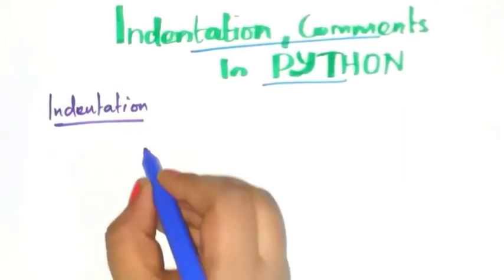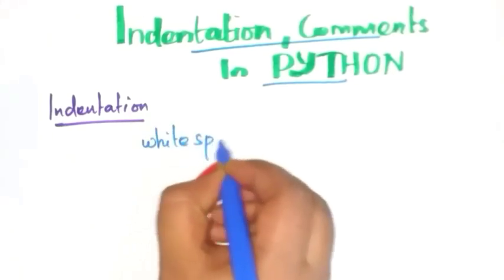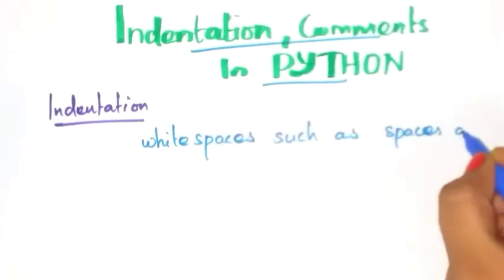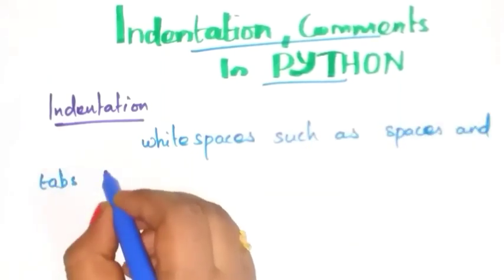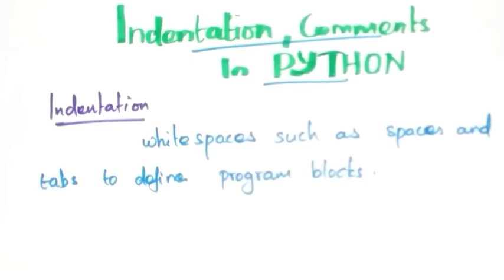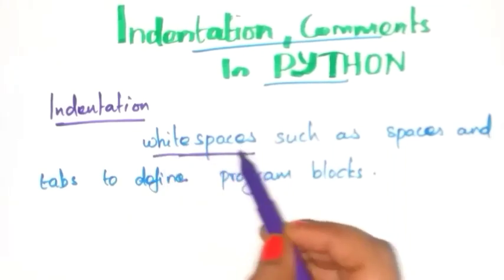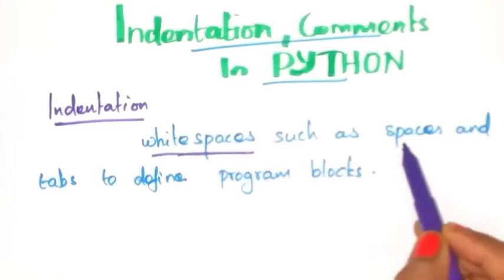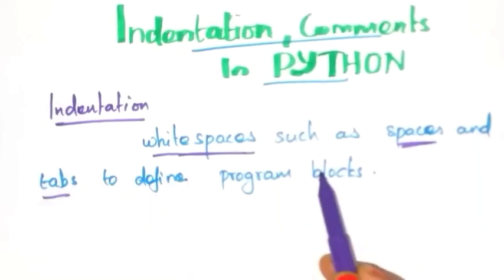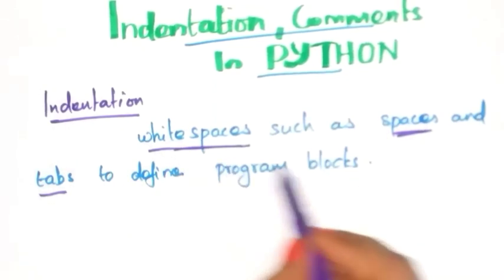Indentation is nothing but white spaces, such as spaces and tabs, to define program blocks. So indentation is nothing but white spaces. How will you give white spaces? Using the space button and tab button from the keyboard. When you press the space button or tab button, you will get some white space.